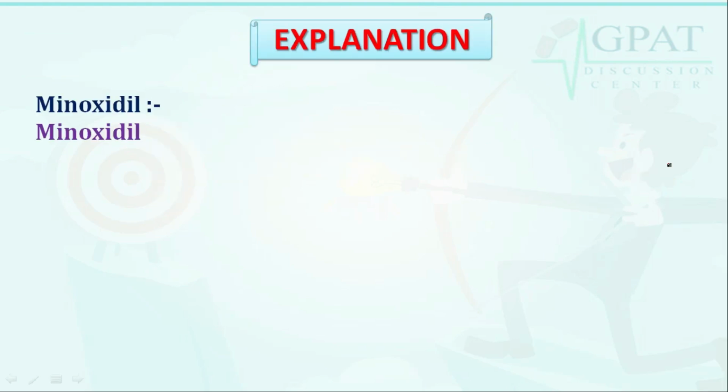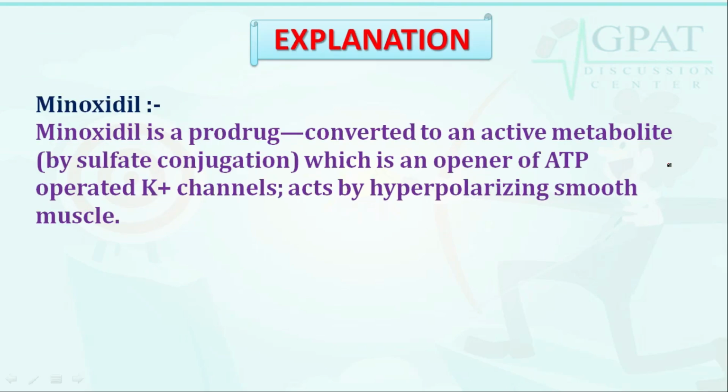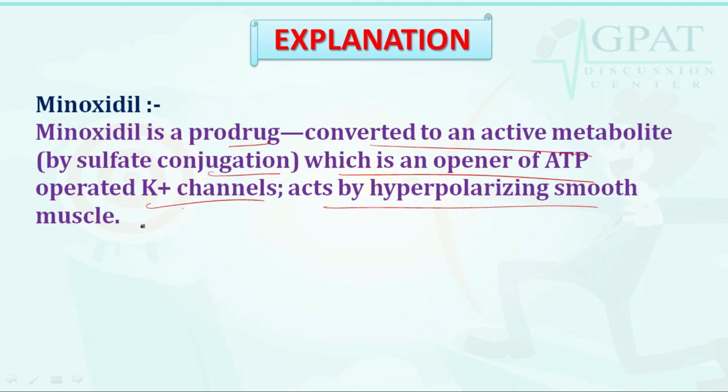So we have the explanation on this. Minoxidil is a prodrug converted to an active metabolite by sulfate conjugation, which is an opener of the ATP potassium channel and acts by hyperpolarizing smooth muscle. So students, this is all about this video.